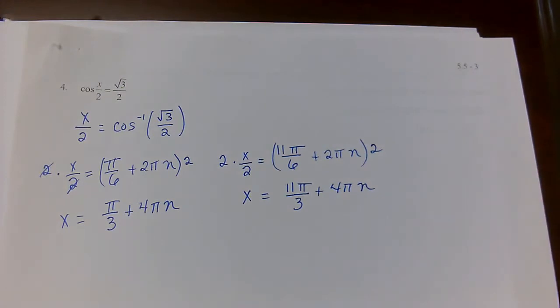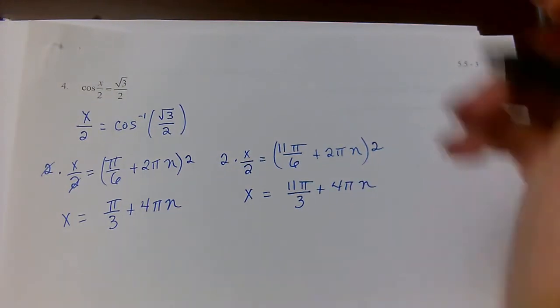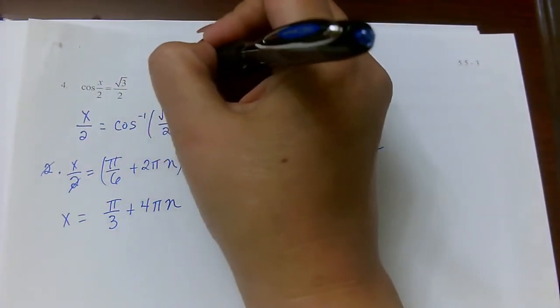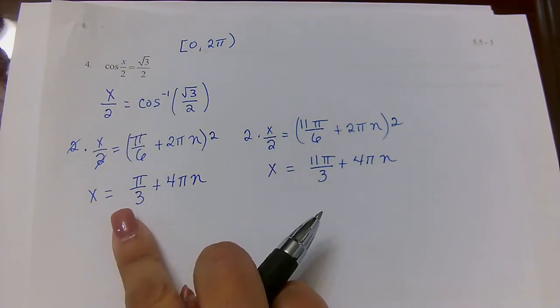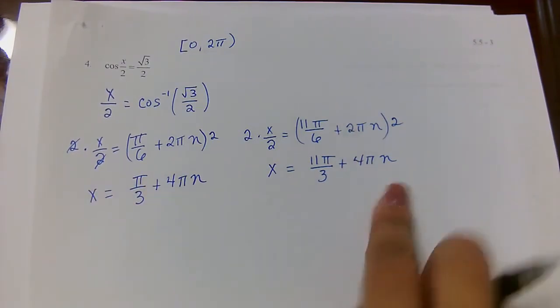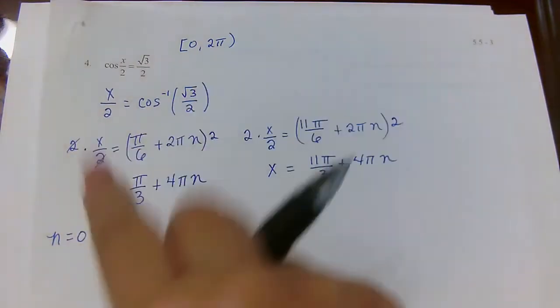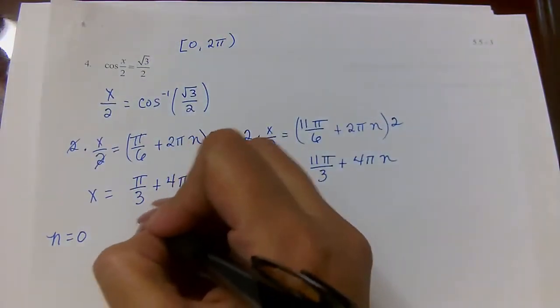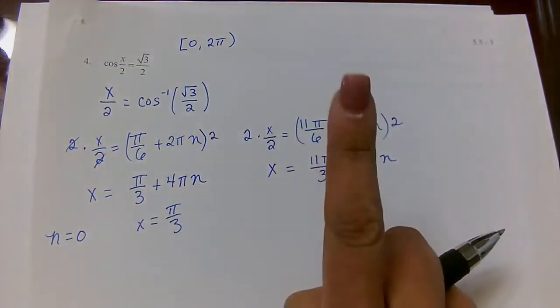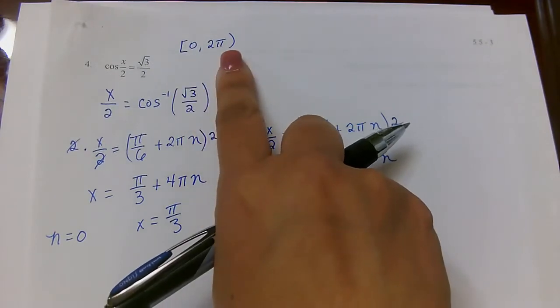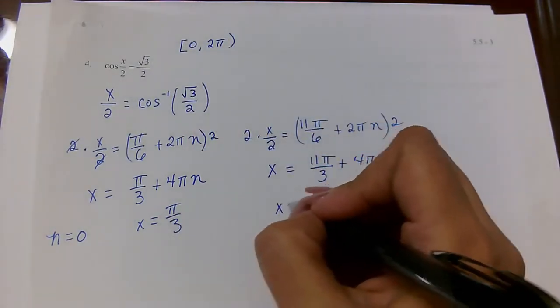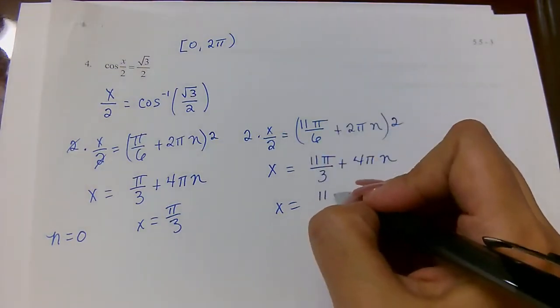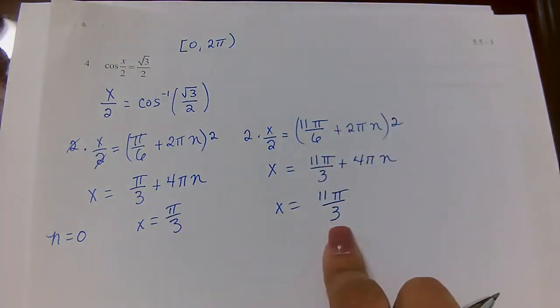Okay. The next thing that we're going to do is we're also keeping it at the interval between 0 and 2 pi. So now we're going to go ahead and alternate. We're going to start with this equation and then we're going to go to this one. Let n is equal to 0 for both of these equations. If I put a 0 here, then I'm going to get x is equal to pi over 3, which falls within the restrictions. If I put a 0 over here, I'm going to get x is equal to 11 pi over 3. Now notice 11 over 3 is actually greater than 2.